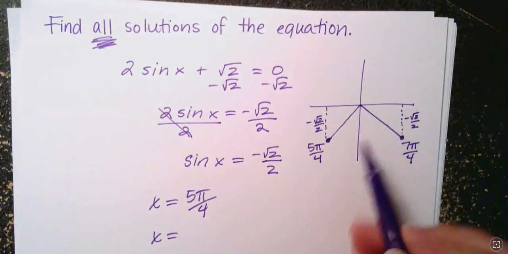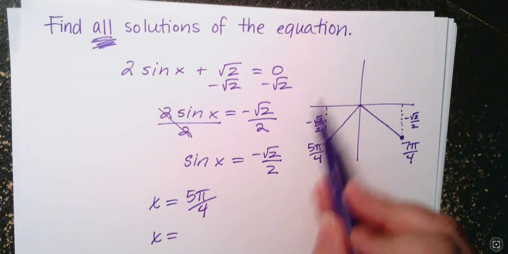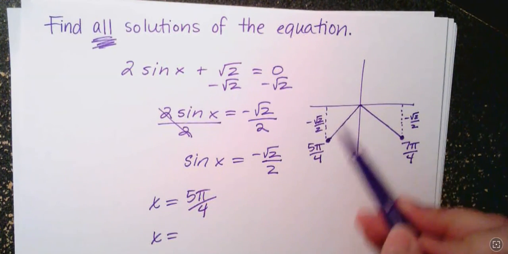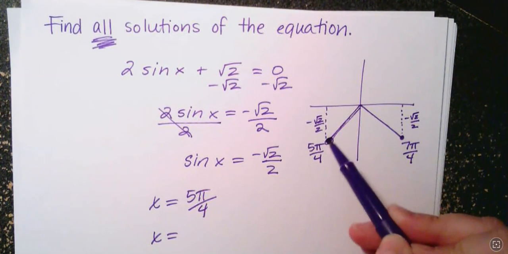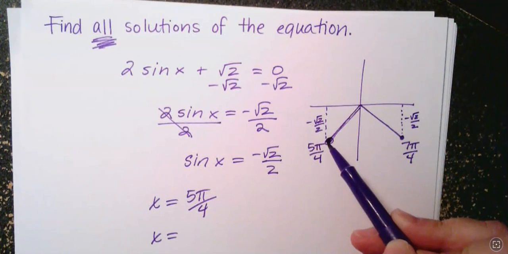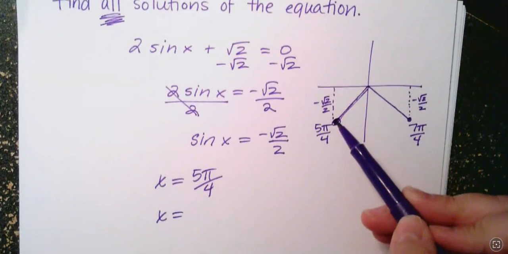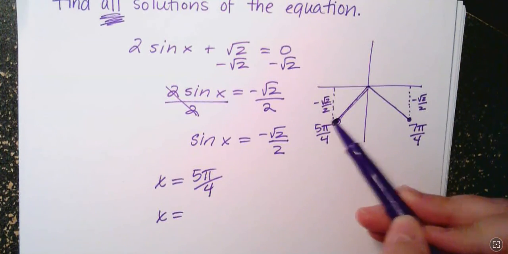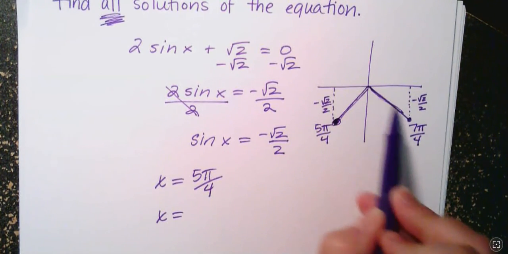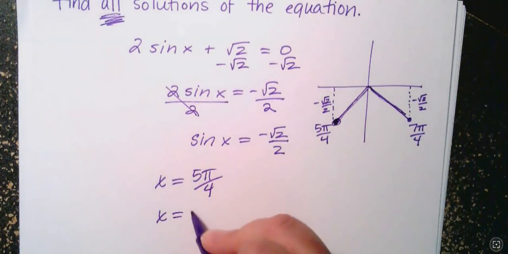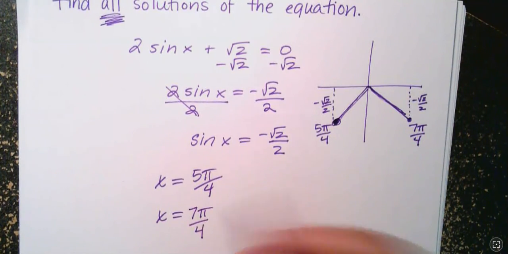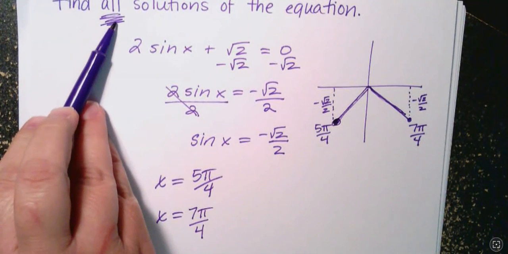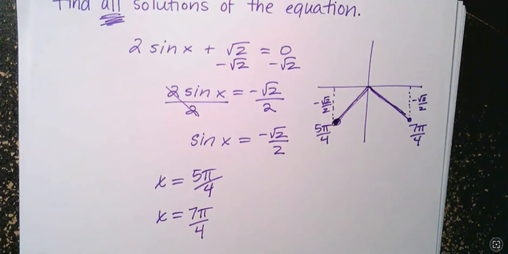Okay, if I were to go all the way around the circle in either direction and land here again, then I would have found another angle that has that exact same sine value, but it won't be 5 pi over 4 anymore. So any angle that is coterminal to 5 pi over 4, or any angle that is coterminal to 7 pi over 4, is a potential answer if we want all solutions. So here's how we describe that.